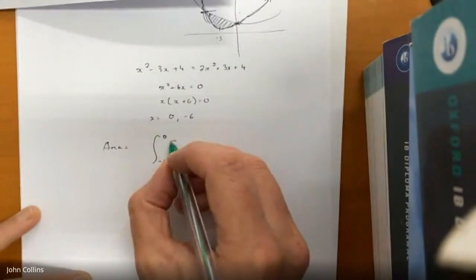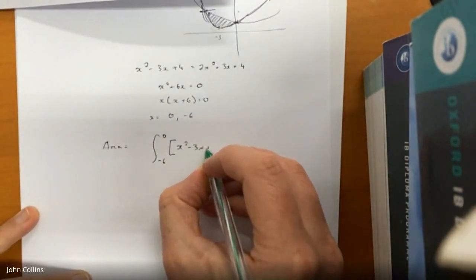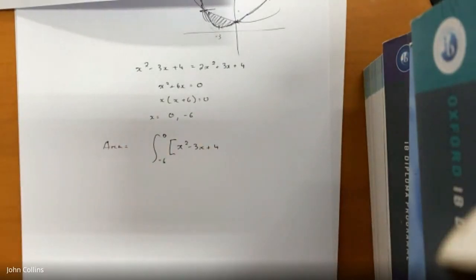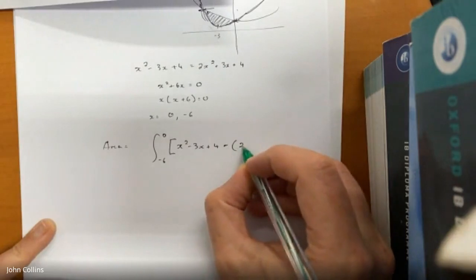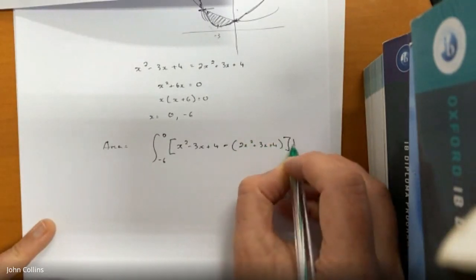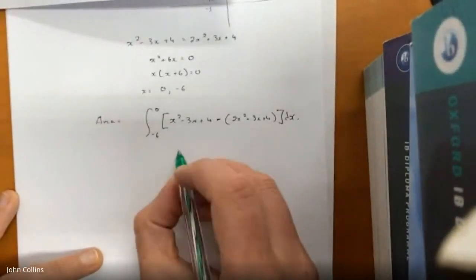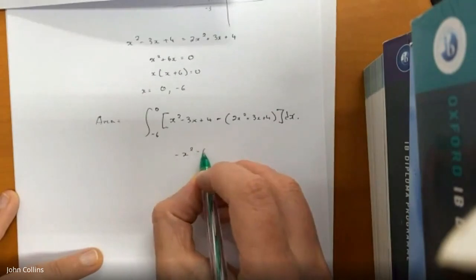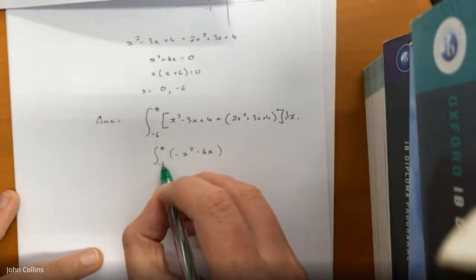So you should set up with x squared minus 3x plus 4. Oh, I didn't record this, did I? Oh, I did. Take away then the other one, 2x squared plus 3x plus 4, with respect to x. So that's the way you should have set it up. I have done this already. I think you get minus x squared plus minus 6x as your thing to be integrated between 0 and minus 6.